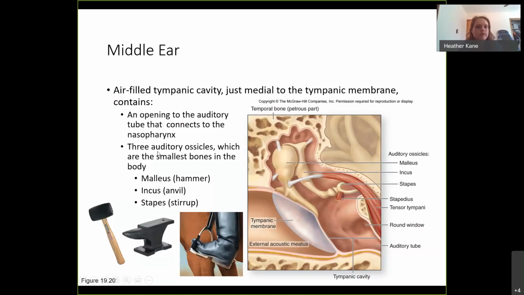Those three, the malleus, the incus, and the stapes, are the smallest bones in the body, and they make up those auditory ossicles. The stapes is actually the smallest bone in the body.